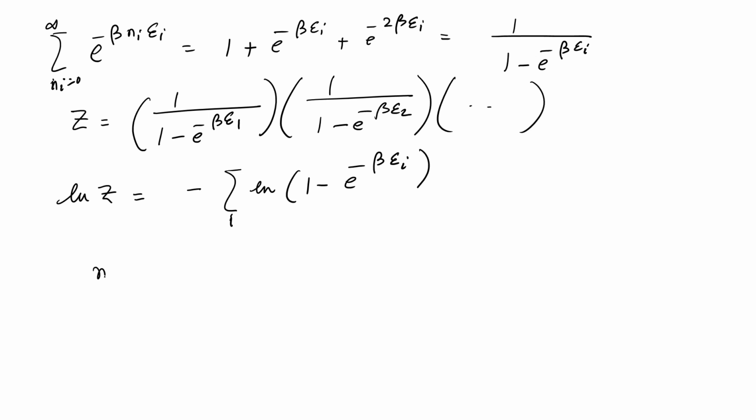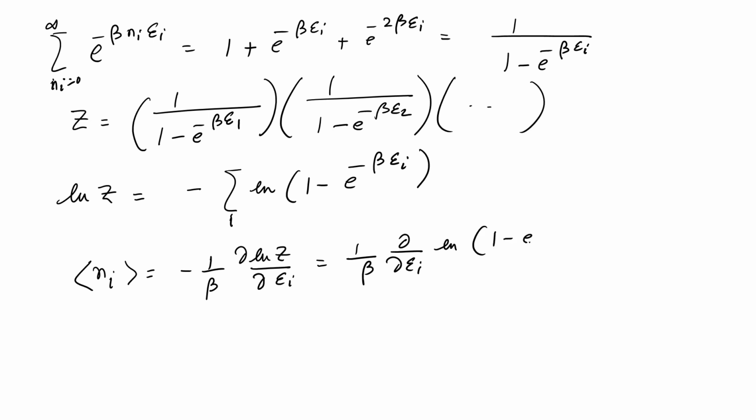So, we get again n_i average is equal to minus 1 by beta, del ln Z by del epsilon_i, which is equal to 1 over beta del by del epsilon_i of log of 1 minus exponential minus beta epsilon_i, and this is just one line, it will give you exponential minus beta epsilon_i divided by 1 minus exponential minus beta epsilon_i.